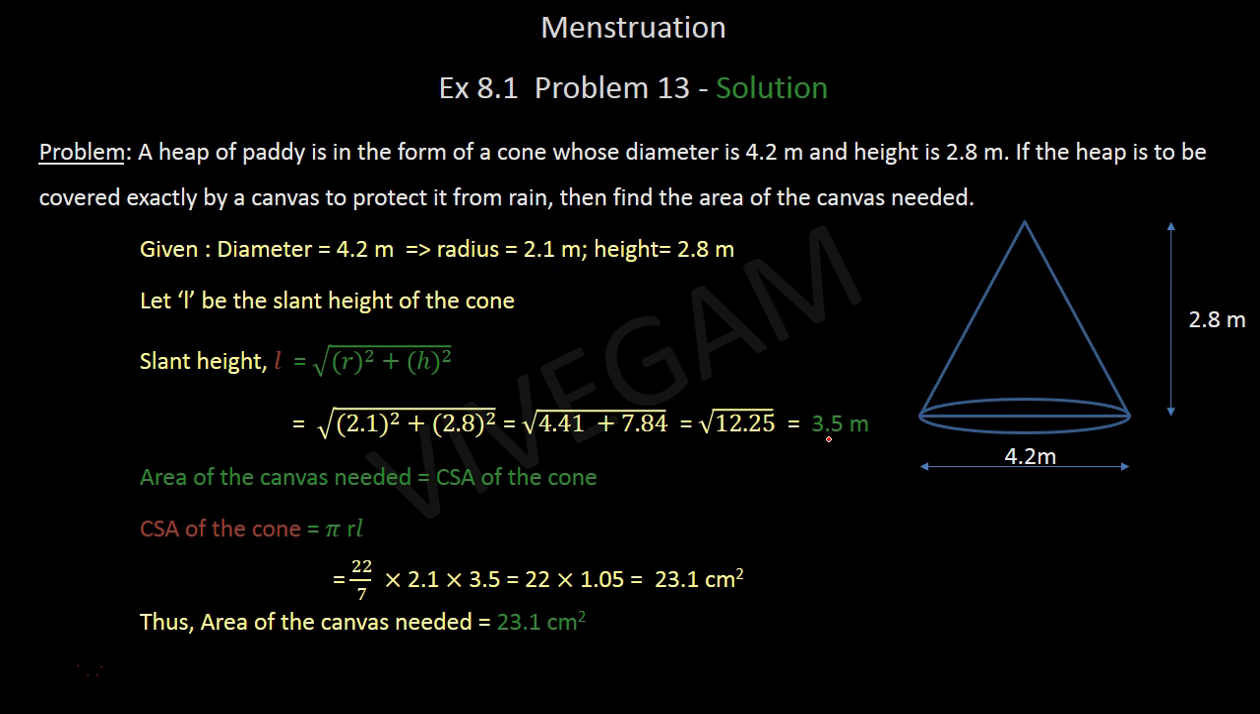Please try to do these calculations on your own. Now area of the canvas needed is the CSA of the cone. So write the formula for the CSA of the cone. CSA of the cone is pi RL, that is 22/7 into radius 2.1. Slant height we have calculated as 3.5 meters. Substitute that here. So 7 will go into 2.1, 0.3 times 0.3 into 3.5 is 1.05. So 22 into 1.05 gives us 23.1 square meters. So area of the canvas needed is 23.1 square meters.